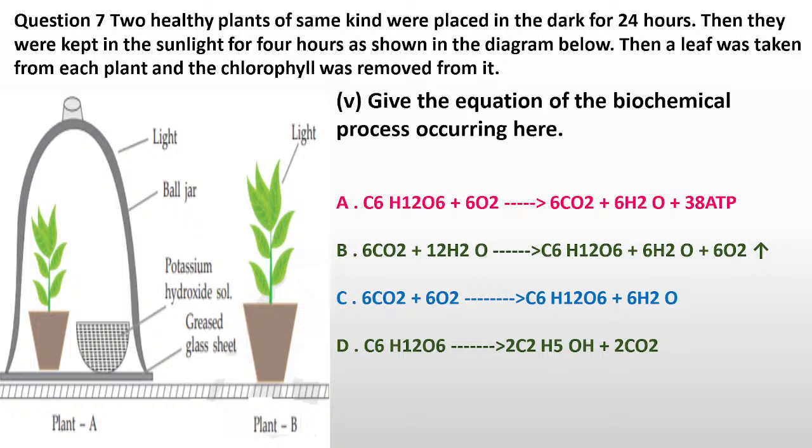And the correct answer for this question is B. You can see this is being kept to find out how photosynthesis takes place. And the equation of photosynthesis itself is 6CO2 plus 12H2O, in presence of sunlight and chlorophyll, produces C6H12O6, that's glucose, plus 6H2O, that is water, along with the release of 6 oxygen.